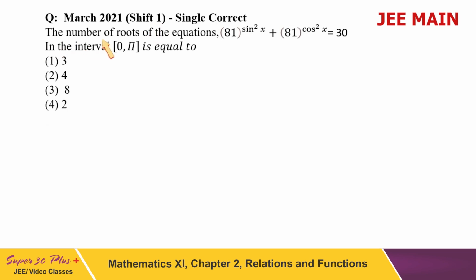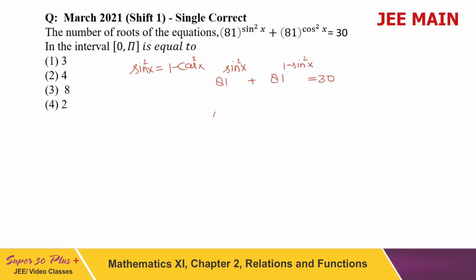The number of roots of the equation 81 sin square x plus 81 cos square x is equal to 30. Find the number of roots in the interval 0 to pi. Now we have to solve this equation. As we know, sin square x is equal to 1 minus cos square x, or you can say cos square x is equal to 1 minus sin square x. Now this equation can be converted as 81 to power 1 minus sin square x is equal to 30.